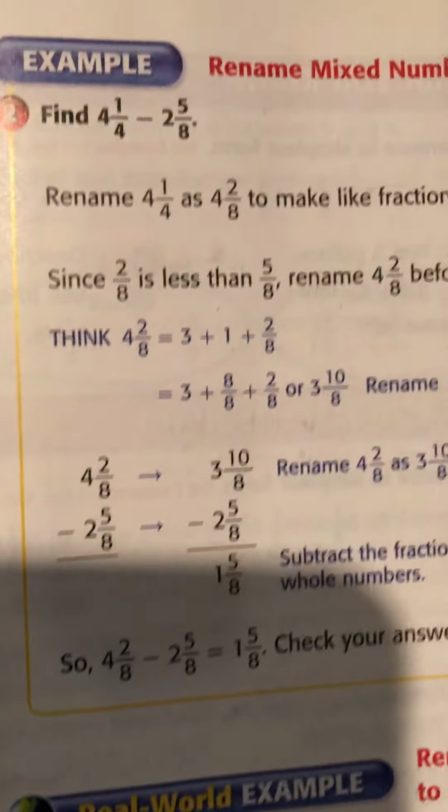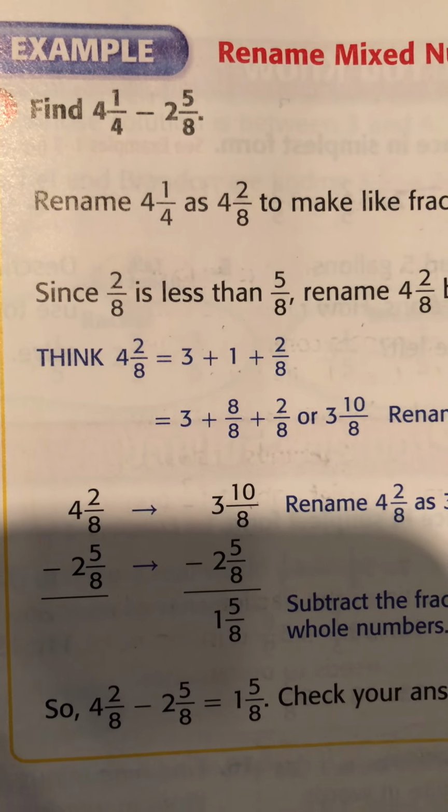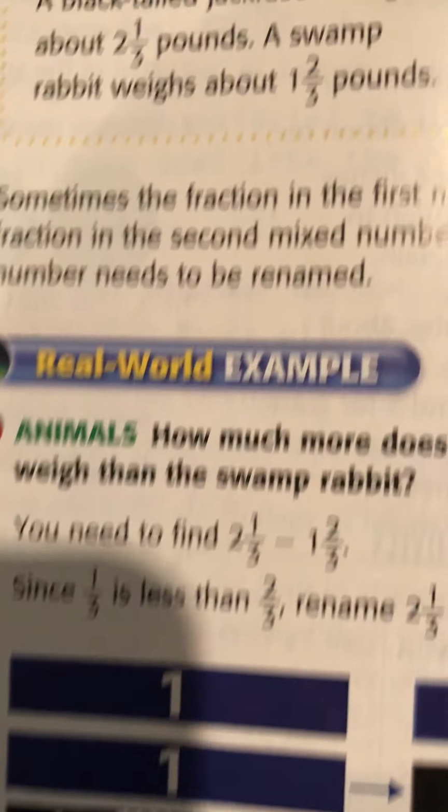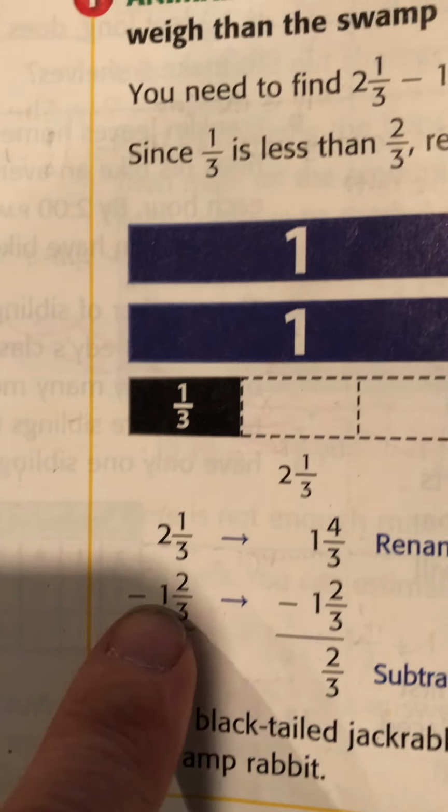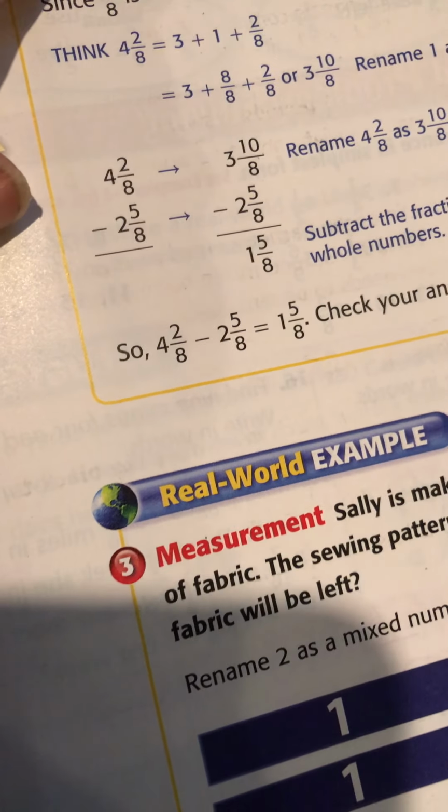Let's look at the next one, which is going to be more complicated. So that one looks like this. Find 4 1/4 minus 2 5/8. So the part that wasn't complicated with the last one is that they were both in thirds already. So we didn't have to change anything there. With this one, we are going to.